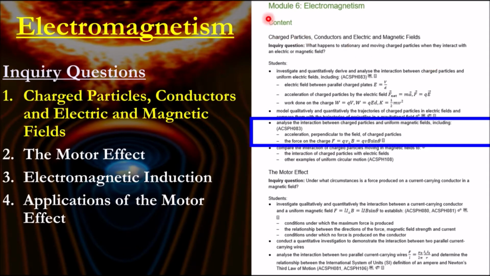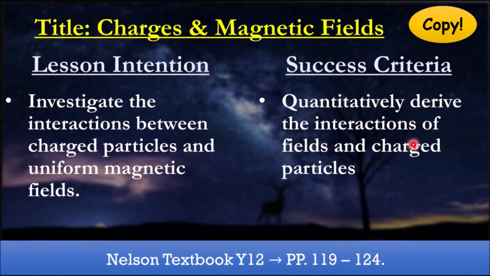I'm going to be continuing on Module 6, which is electromagnetism, where we're covering our first inquiry question: how charged particles interact in electric fields and magnetic fields, also charged conductors. Today's lesson will be focusing on charged particles in uniform magnetic fields. So we want to investigate the interaction, and we're going to try and derive a couple of relationships.